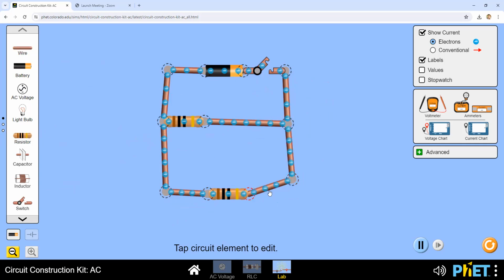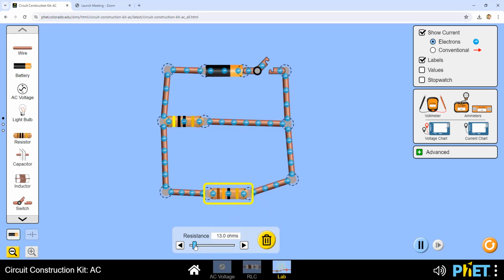Make sure that all of the connections are there. Sometimes if it's off, obviously it's not going to work. So make sure everything is connected. And change your resistance on each one. Make it different so you can see.